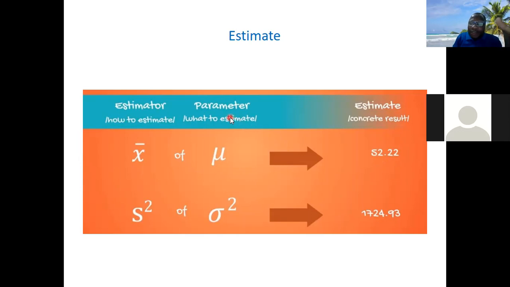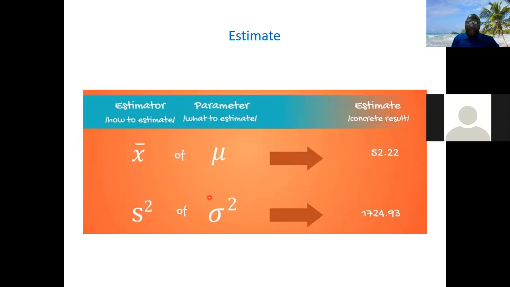So we want to estimate the parameter. Whatever you get is an estimate. But the estimator, what you are using to estimate, is the statistic that you have access to in your sample. If your parameter of interest is mu, which is the mean in the population, x bar, which is the mean of the sample, is the estimator. If the parameter of interest now is the variance, this one is the variance in the population.